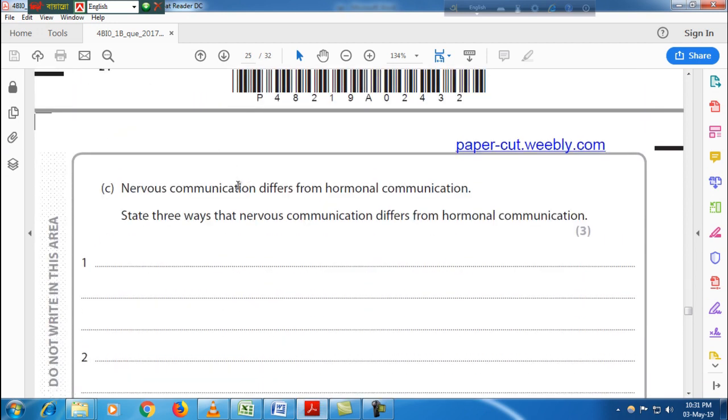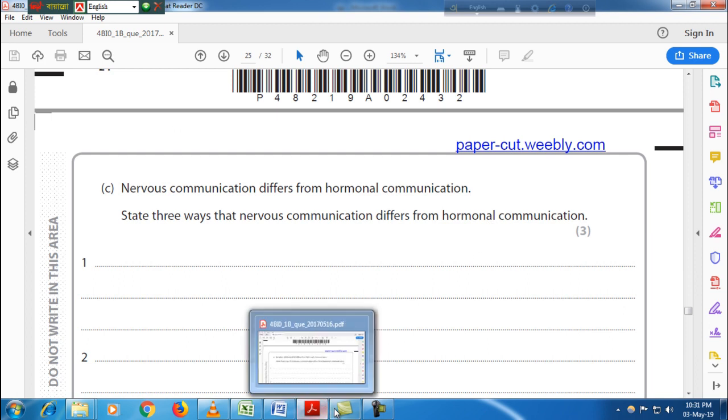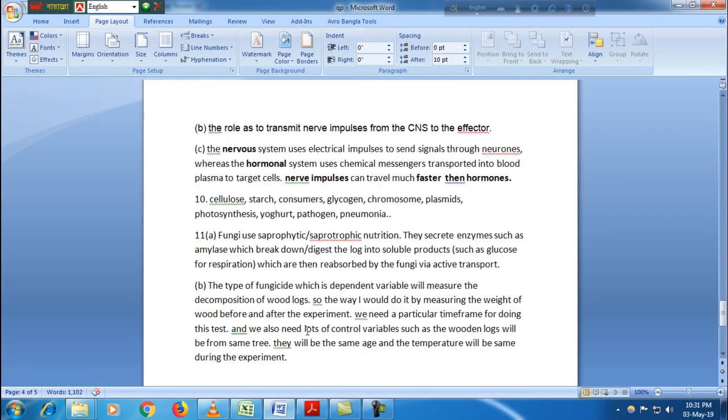Next question, number C. Nervous communication differs from hormonal communication. State 3 ways that nervous communication differs from hormonal communication. It contains 3 marks. It's very easy. Check the answer sheet. All the answers have been given in the answer sheet.